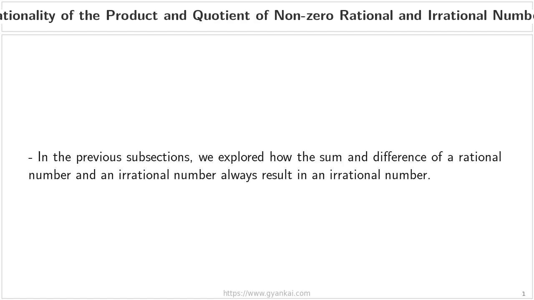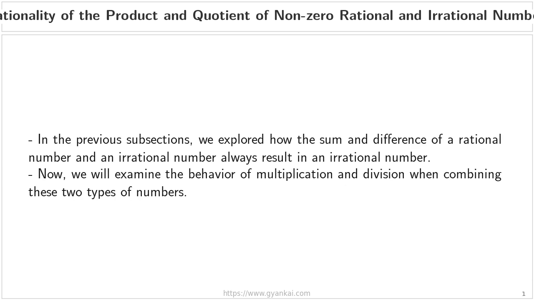Welcome, everyone. Before we dive into today's new topic, let's take a moment to reflect on what we have already covered. In our previous lessons, we explored the additive properties of these numbers, specifically, how adding or subtracting a rational number from an irrational number will always yield an irrational result. Now that we have a solid understanding of sums and differences, we are going to expand our investigation. Today, we will shift our focus to examine the behavior of multiplication and division when we combine these two different types of numbers, the rational and the irrational.